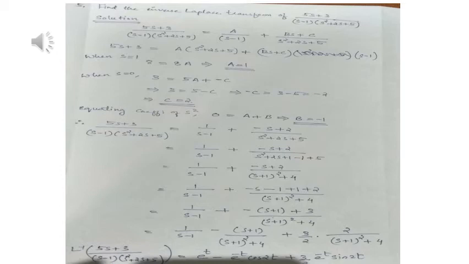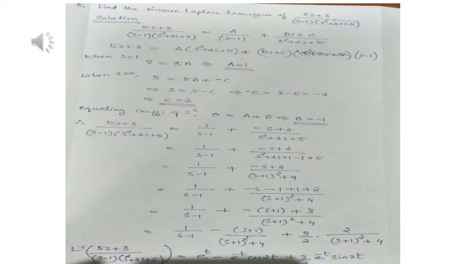Okay, so that is 1/(s - 1) minus, splitting the term, we will get (s + 1)/((s + 1)² + 4) plus 3 into 1/((s + 1)² + 4).